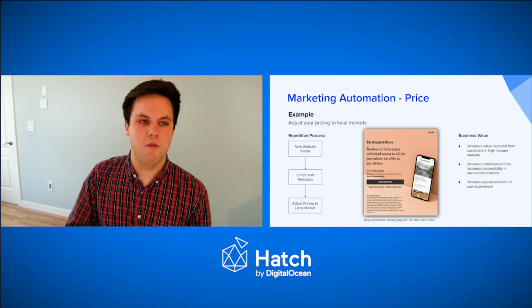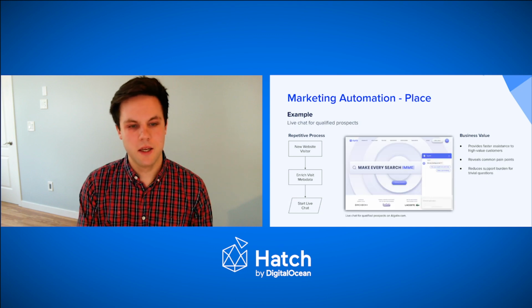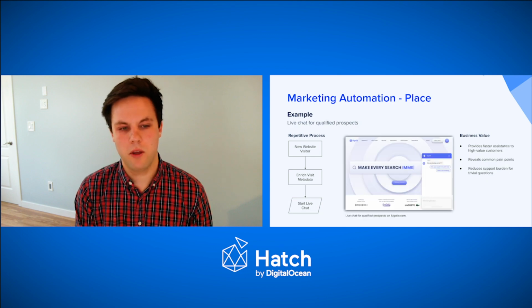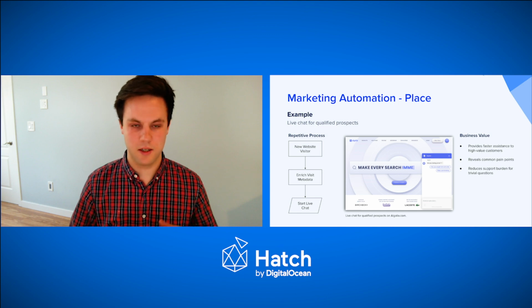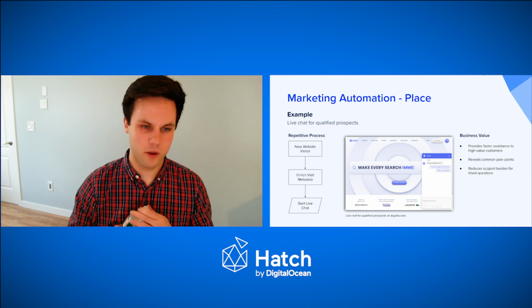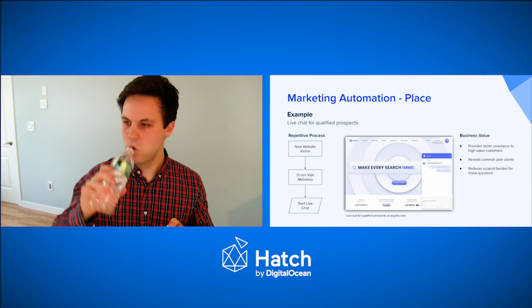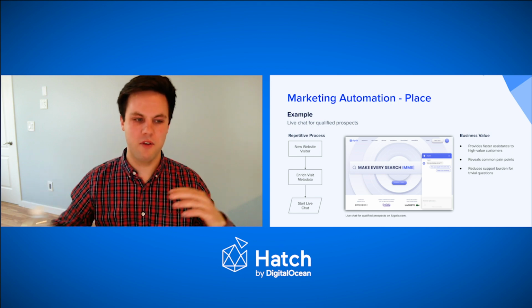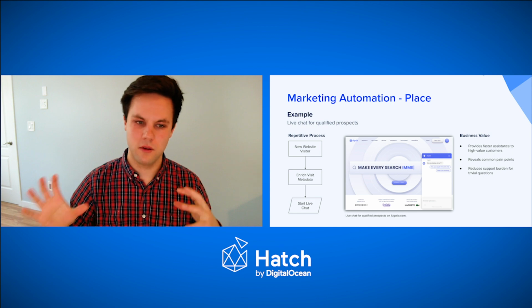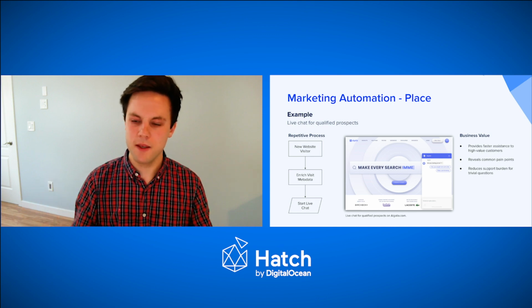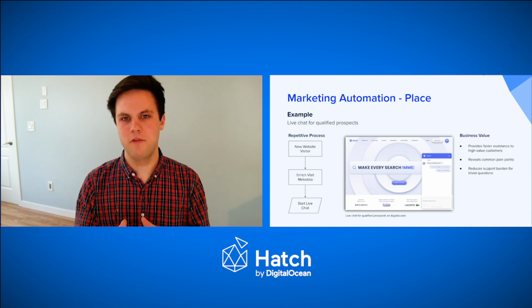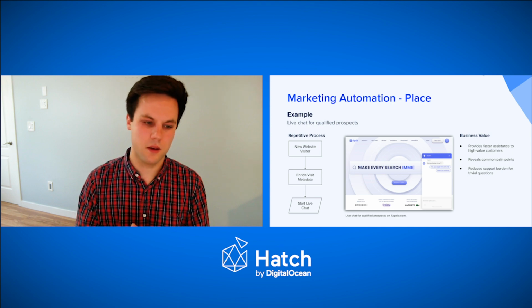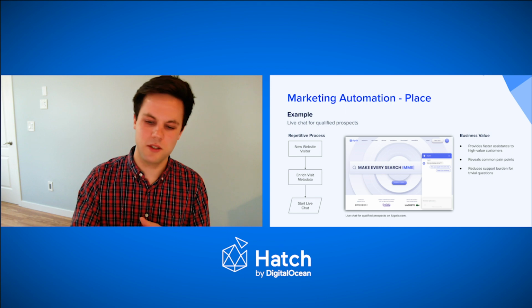The next example of marketing automation, place. Here's an example of Algolia, which is enterprise focused, selectively enabling live chat for their qualified prospects. So here, Algolia is looking at every new website visitor to their website, and they're saying, hey, is this visitor from a business IP address? If so, they are enabling live chat, which you can see in the bottom right.